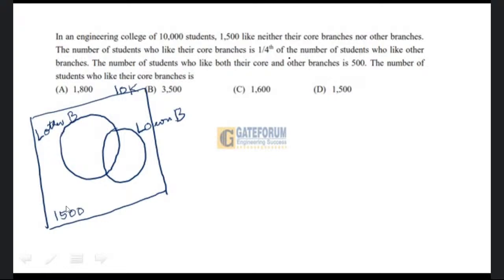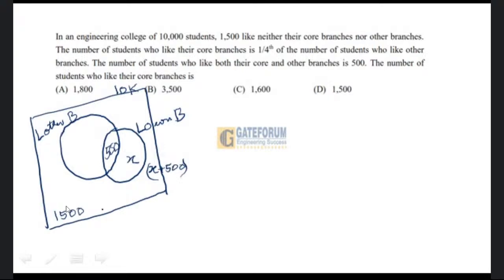The number of students who like their core branches is 1/4 of the number of students who like other branches. Okay, we will find that. The number of students who like both their core and other branches is 500. So this is 500. Now let us suppose the number of students who only like their own branch be X. In that case, the number of students who like their core branch will be X plus 500. I hope you understood the difference. Now this is something important.